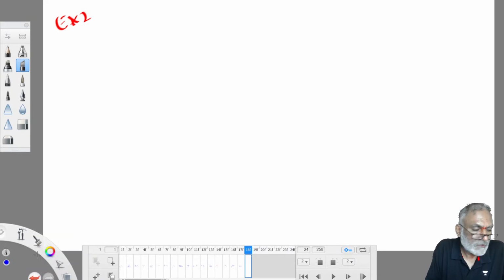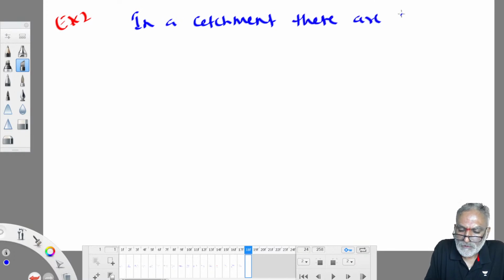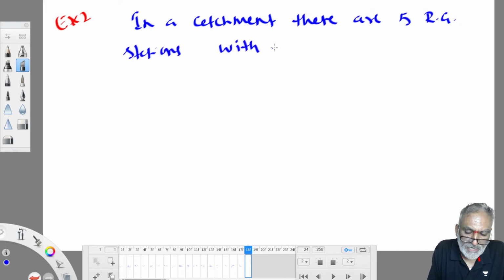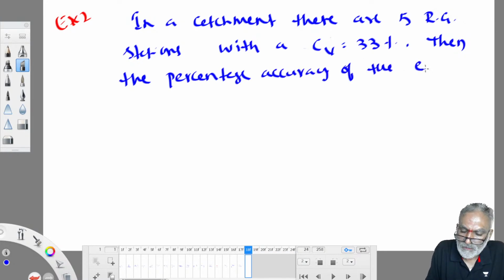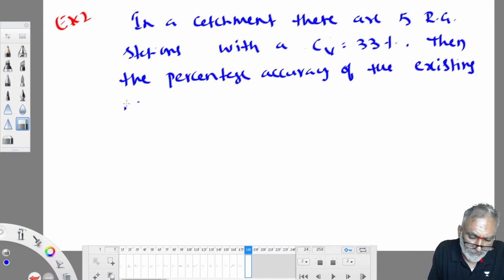Example 2. In a catchment there are 5 rain gauge stations. You can also copy. With a coefficient of variation, he has given that value with a coefficient of variation of 33%. Then the percentage accuracy of the existing rain gauge network in the estimation of average depth of rainfall.